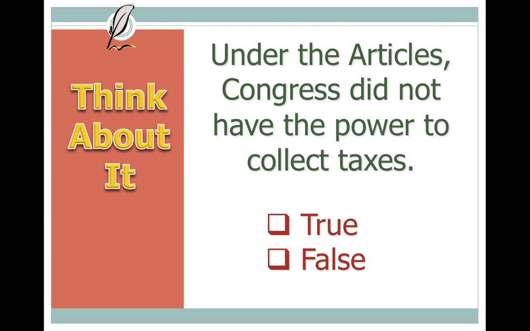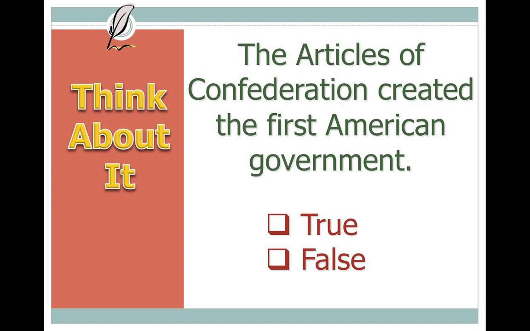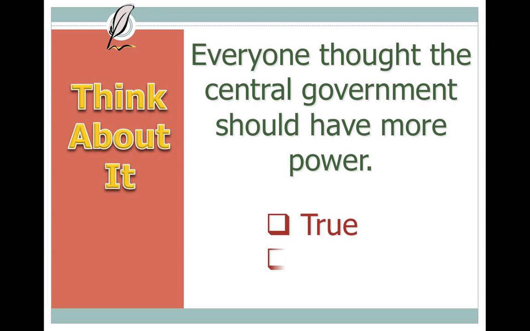Did they have the power to tax? No. Under the Articles, Congress did not have the power to collect taxes. That's true. They could not tax. And the statement that Congress could pass laws and force the states to follow them is false, because there was no way to force them to do it. But it was our first government, even as weak as it was. Did everybody think that the central government should have more power? No, not everyone did. So that was false.